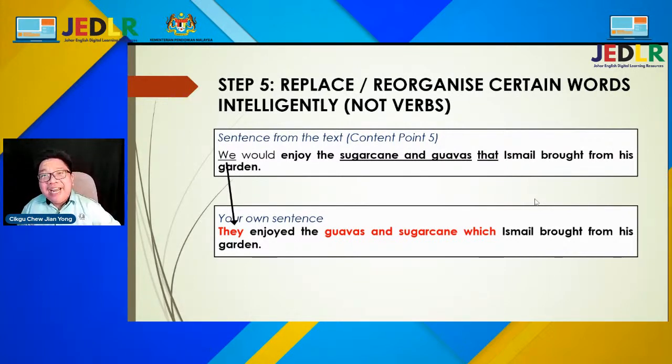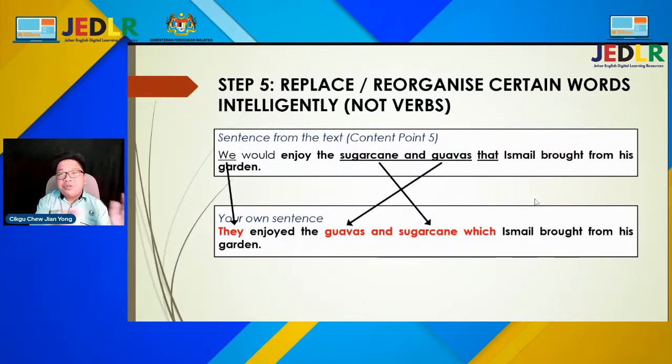The sugarcane and guavas, sama tak if we write guavas and sugarcane? They mean the same thing, right? For example, I like chocolate and ice cream. I like ice cream and chocolate. Dua-dua I suka. If that's the case, you can just swap the position. Guavas go to the front, sugarcane go to the back. And they still mean the same thing. Then you can do that.